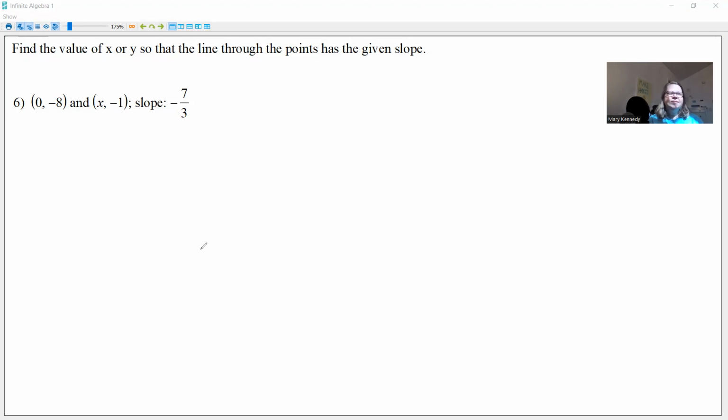So let's, no, we're not going to use slope-intercept. We could. I think let's just use the slope formula for this one. So the slope formula says, subtract your y's over subtract your x's, and that is equal to the slope.